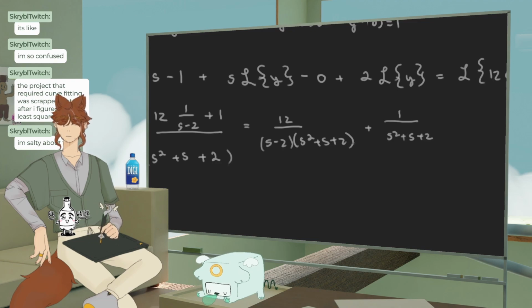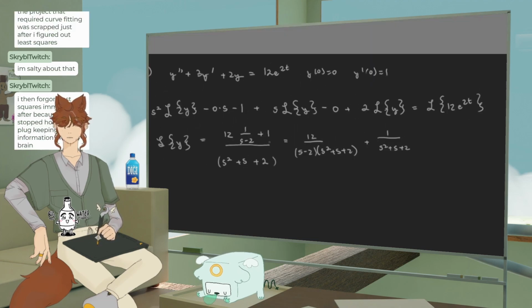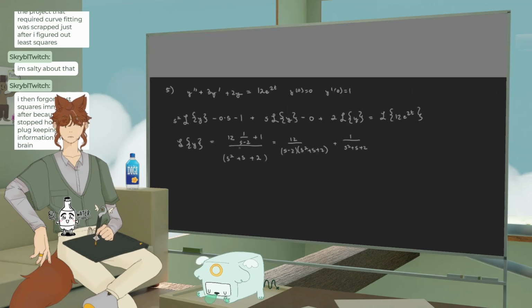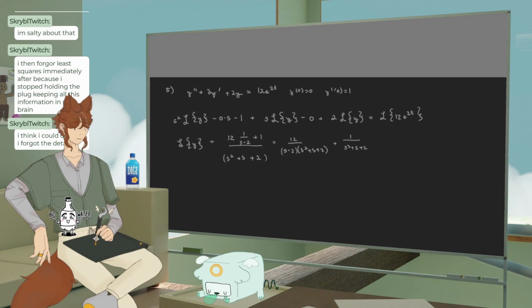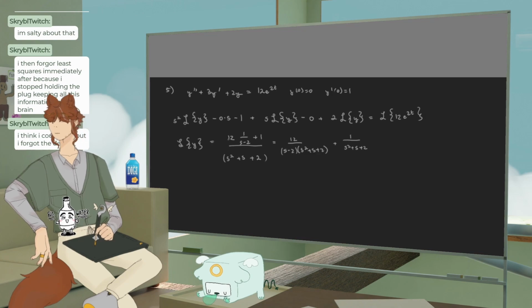Okay, how do we want to do this? How do we want to approach it? I could just do partial fraction decomposition with the s squared and do a bs plus c type thing. Then I immediately forgot least squares because I stopped holding the plug, keeping all the information.